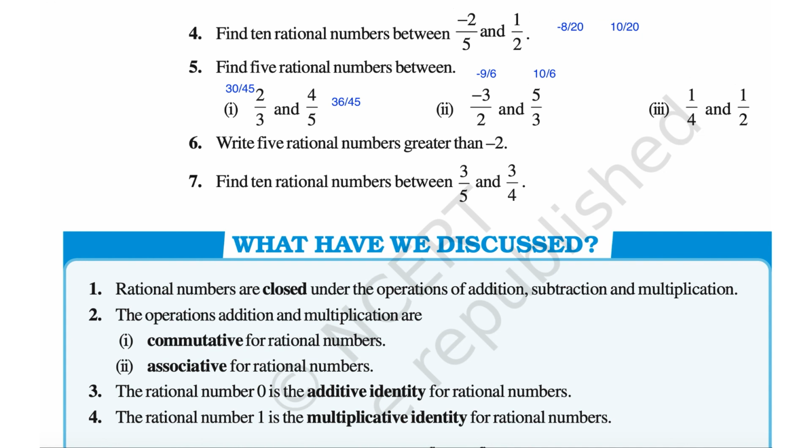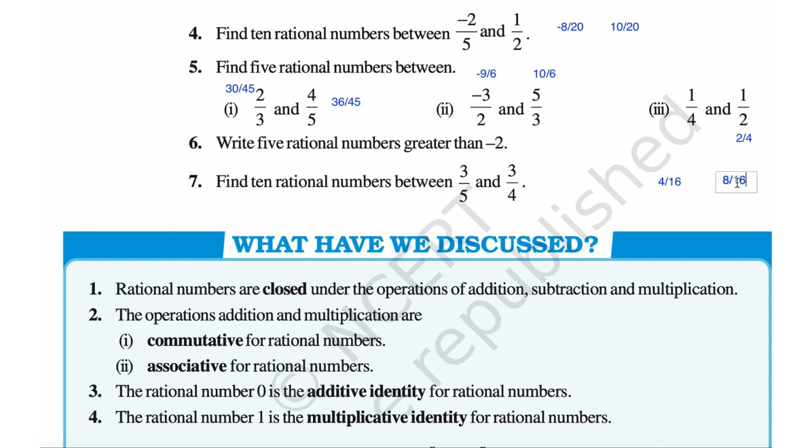1 by 4 and 1 by 2. Again you have to make the denominator equal. So make this 2 by 4. Okay, 1 by 4 and 2 by 4. Now what do you have to do? Multiply both numerator and denominator with some number. Which number is better? 4 is better. 1 by 4 becomes 4 by 16. What about the other number? The other number becomes 8 by 16.